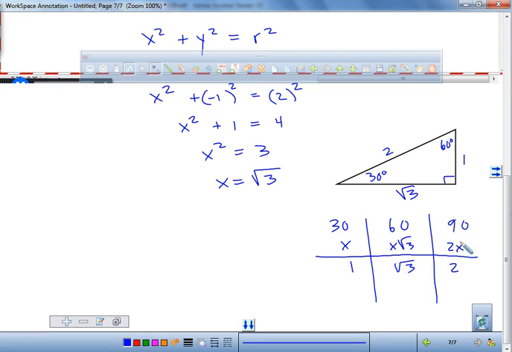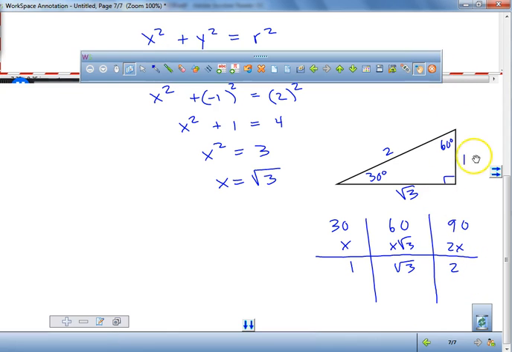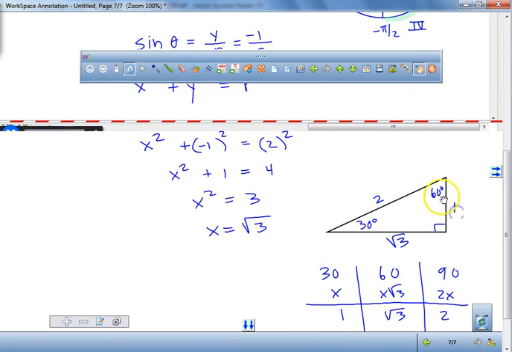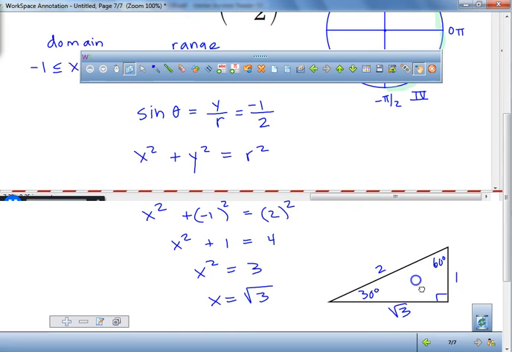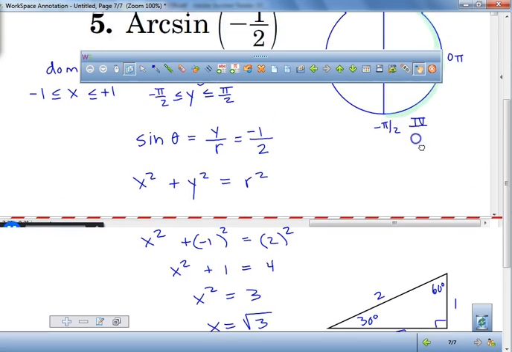This is the most commonly tested right triangle in all of high school. Like SAT, ACT, they use the 30-60-90 more than they use the 45-45-90. They use this all the time. Now, right now, what is ours? Ours is what? -1 over 2. So right now, I'm going to take this triangle and put it in our unit circle.